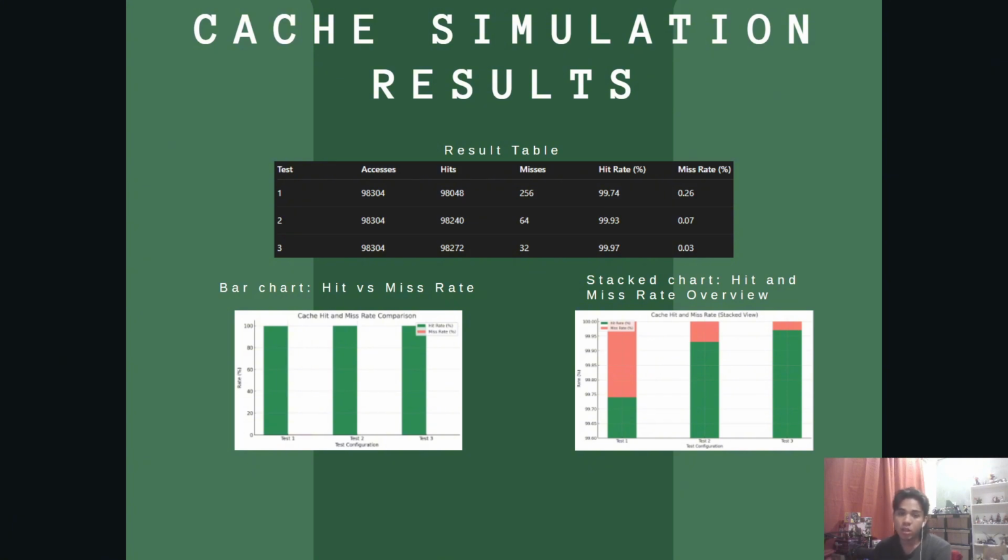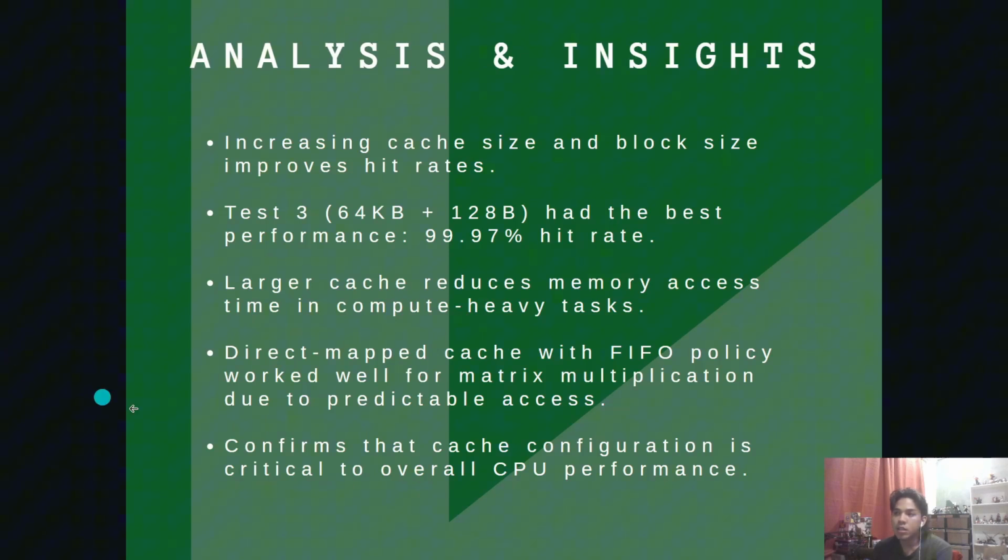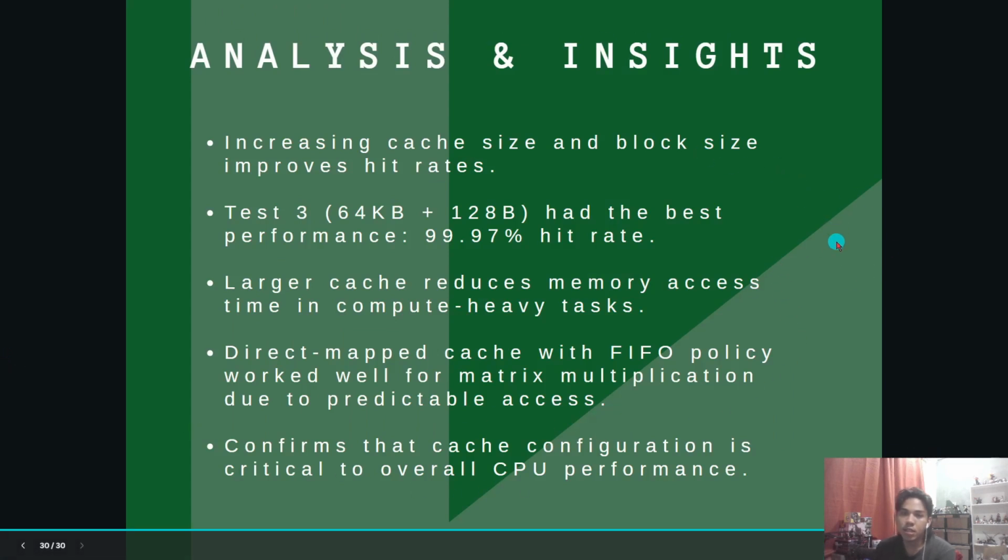This result clearly shows that changing cache configuration has a direct effect on performance. Okay, next is analysis and insights. Based on the data, we can conclude a few key points. First, increasing both cache and block size led to better performance. In particular, test 3, which used a 64 KB cache and 128 byte block, gave us the highest hit rate.